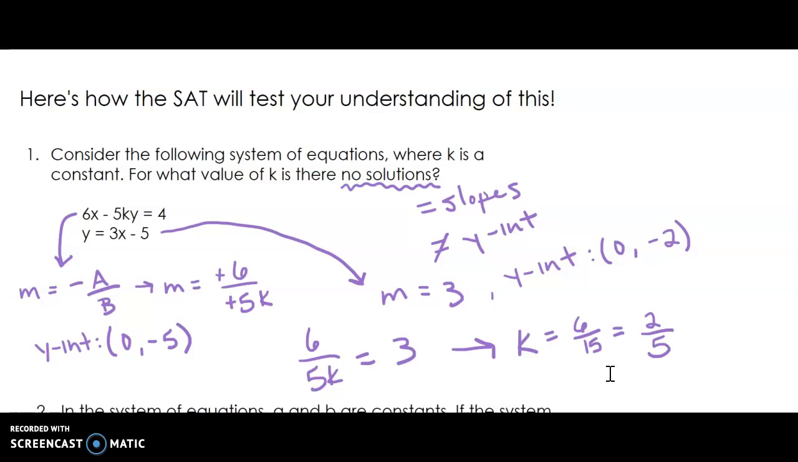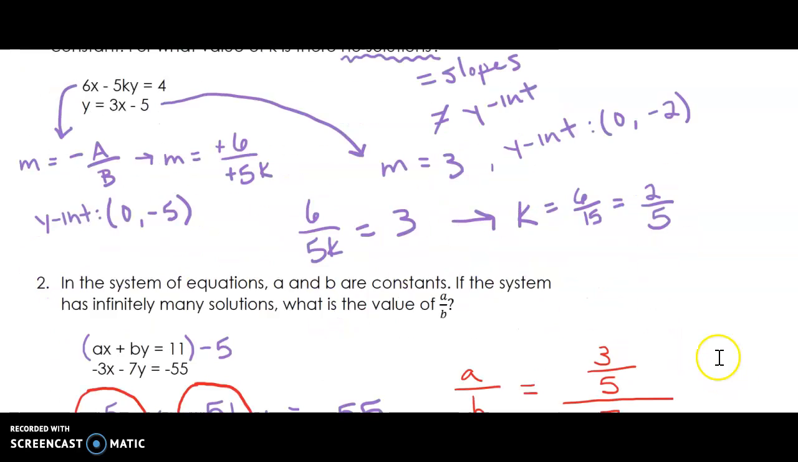And the nice thing about a problem like this is that if they're asking for a value of k for which there are no solutions, they're not going to give you two equations that have the same y-intercept. And so I went ahead and wrote the y-intercept for both of these equations on the screen. But technically, as long as you get that value for k, you are good to go. You shouldn't have to worry.